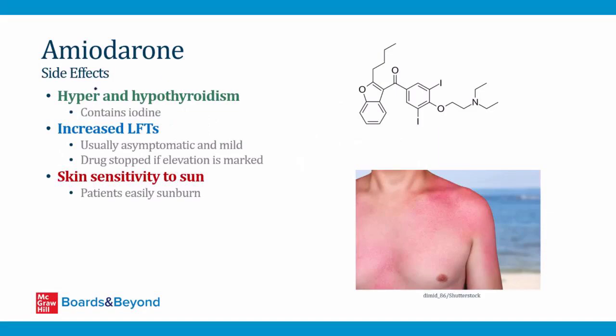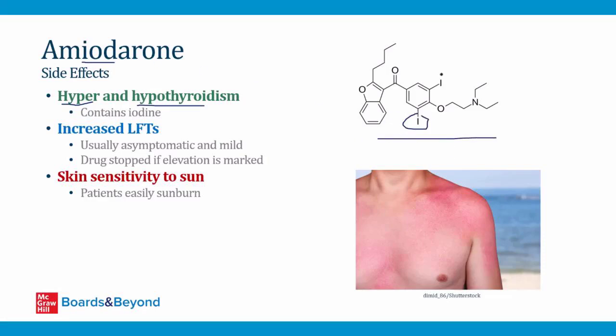Okay, so now let's get into the side effects. Amiodarone can cause both hyper- and hypothyroidism. I talk about this in more detail in videos in the endocrinology section, but you should know that the reason the letters IOD are in the name is because amiodarone contains iodine.